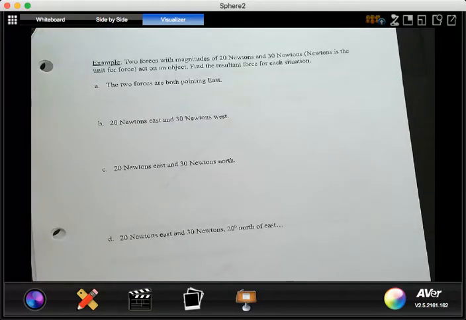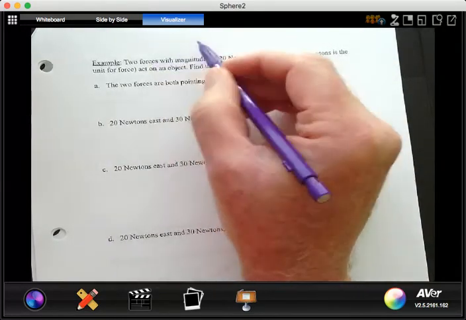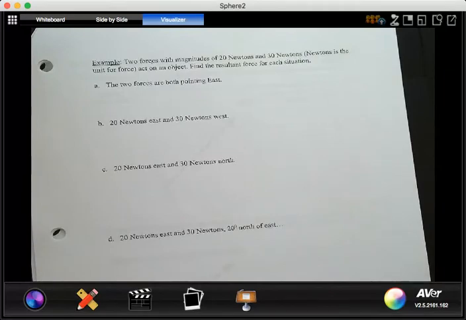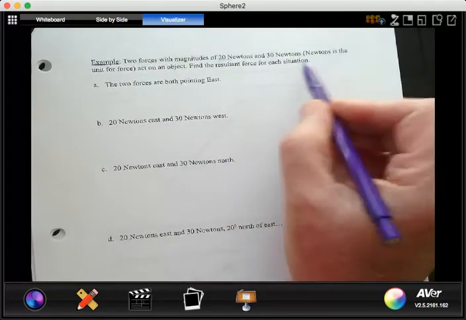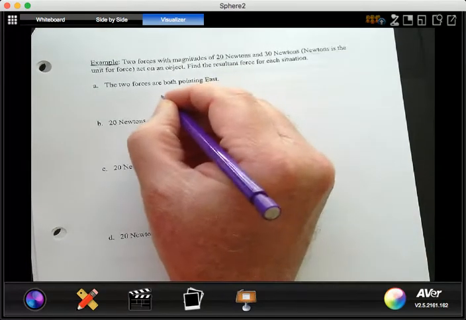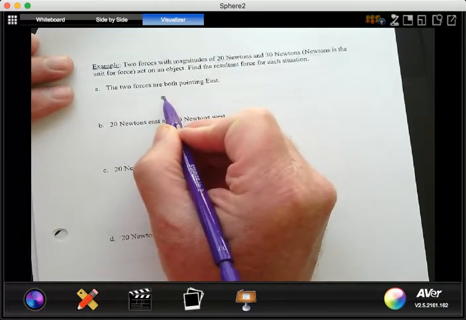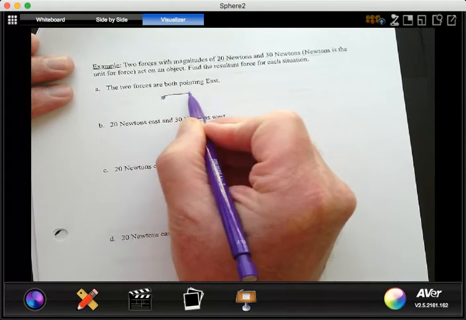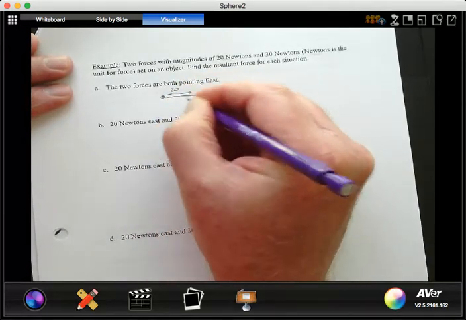So we have two forces. Forces are a push or a pull, and they have a direction. If I pull you left, that's going to be different than if I pull you to the right. And the two are 20 and 30 newtons strong. Newtons is the unit for force. And then I want to find the resultant force. Okay, so they're both pointing east. So I'm going to draw these. Here's my origin, or my object I'm pulling on, actually. And I have a 20 and a 30.